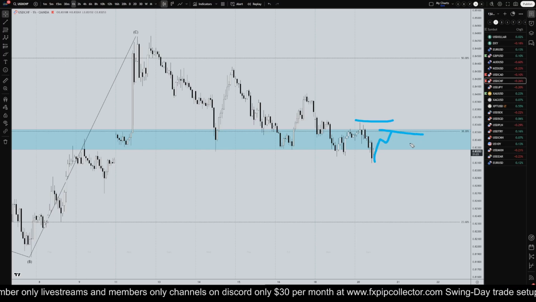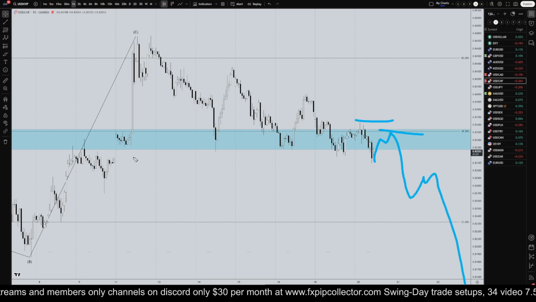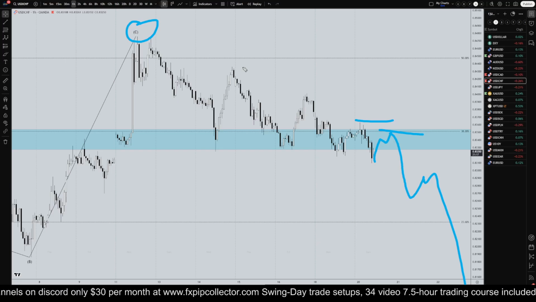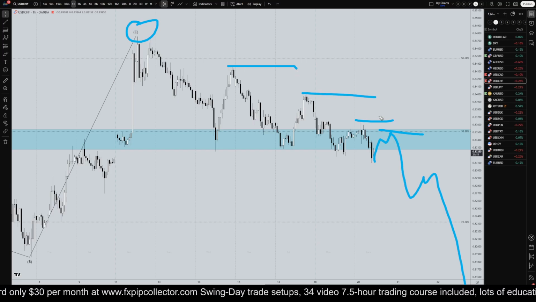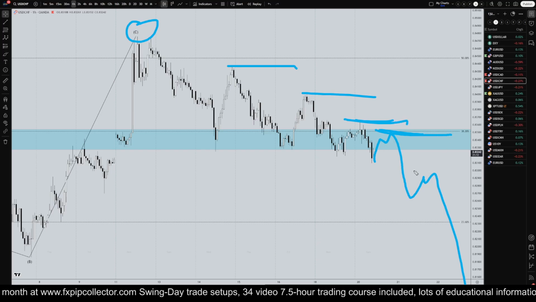It could make a lower high, and it could just keep on going down. If this really is the end of a wave C over here, then it probably is more likely that this will be a series of lower highs and just keep on trending down. So definitely looking for shorts at the end of pullbacks for the continuation of the downtrend.